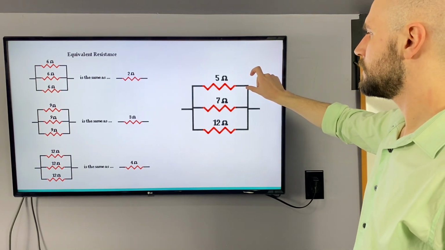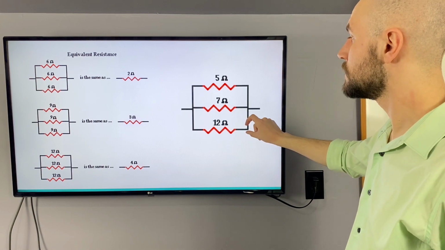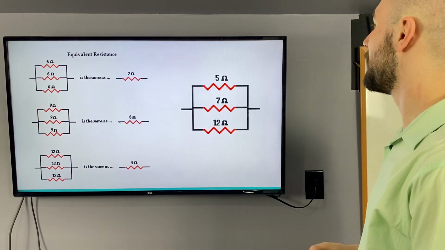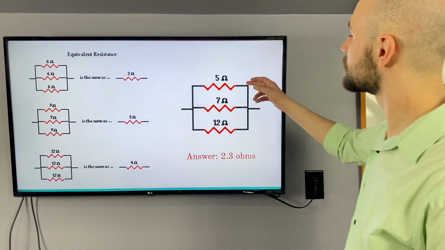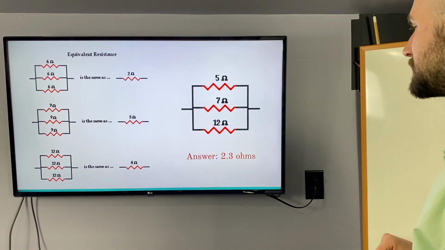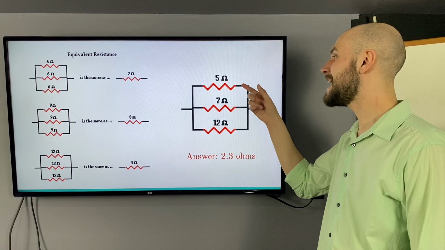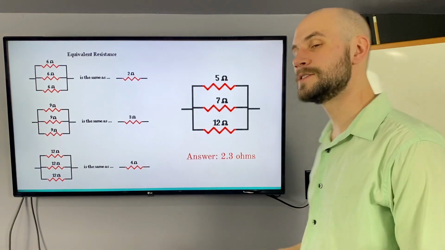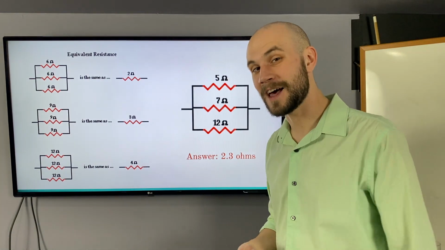But 1 over 5 plus 1 over 7 plus 1 over 12, taking the inverse of that answer, 1 over the answer, the equivalent resistance of these 3 resistors should be 2.3 ohms. Again, the equivalent resistance for a parallel connection is going to be less than any one of the single resistors in the connection. You decrease the total resistance by putting more and more resistors in parallel, adding more lanes on the highway.